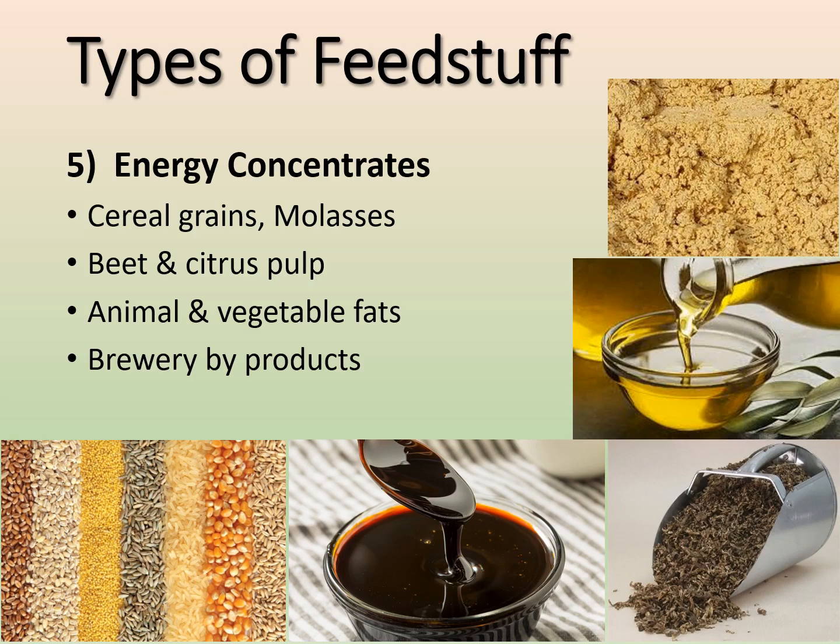Animal and vegetable fats. That's pretty obvious for energy, right? Fats are definitely the highest source of energy, so we can add these animal and vegetable fats to the diet. Brewery byproducts, so that top picture on the right shows you this, they call it brewery grain. We make beer from wheat and hops, and so they have this leftover product from that process, and it can be used as a high energy concentrate.